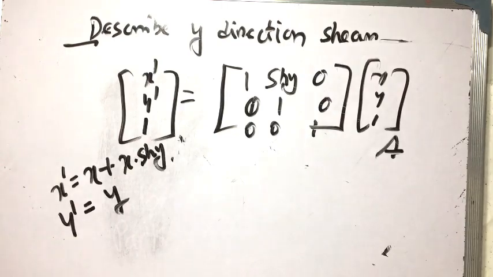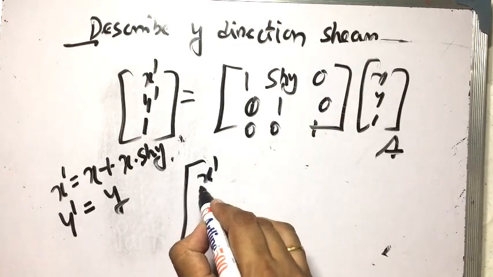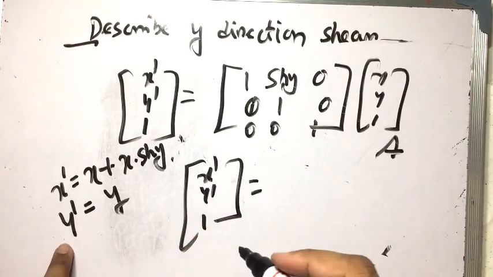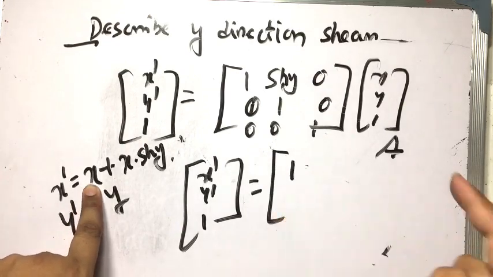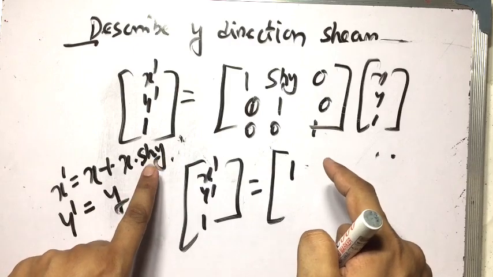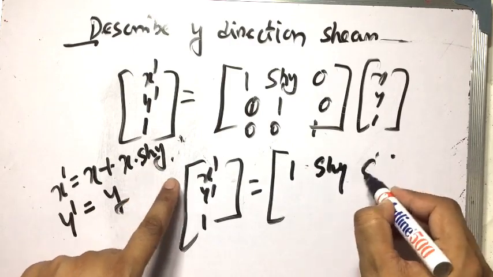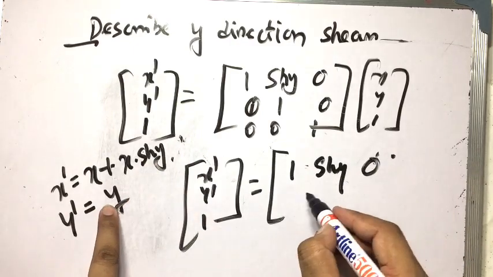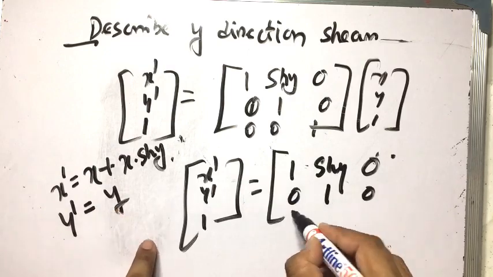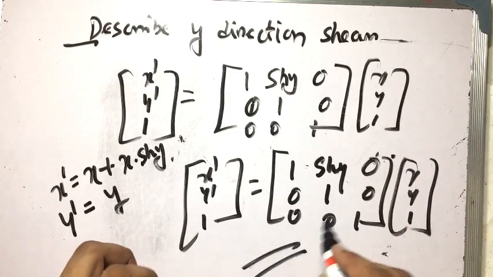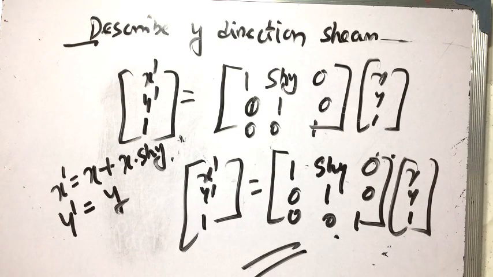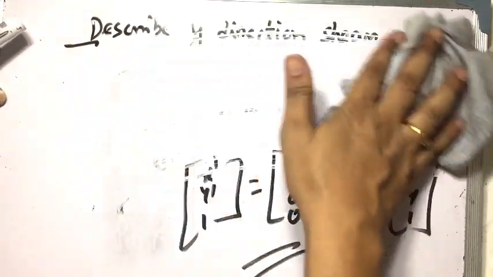If we put that expression of shear in the homogeneous coordinate system, we get x dash, y dash, 1. This is for the homogeneous coordinate system. There the coefficient of x is 1, the coefficient of y is sh y, and there is 0. Then here there is no coefficient of x, 0, y is 1, 0, and 0 0 1. So this is the answer of y direction shear. This is the matrix representation of y direction shear. Now these are the short questions of 2016.